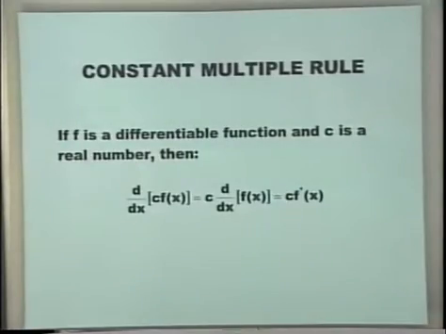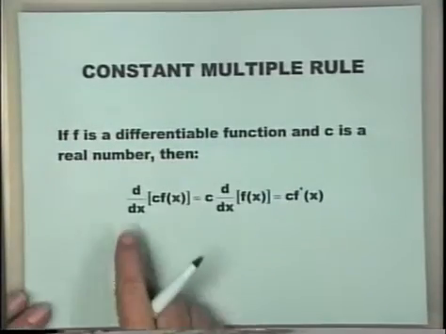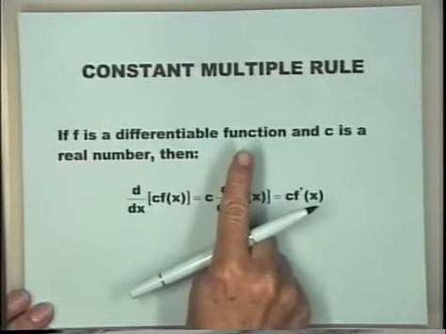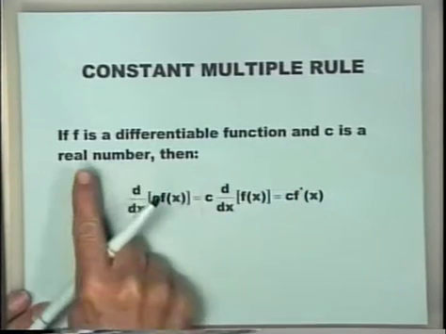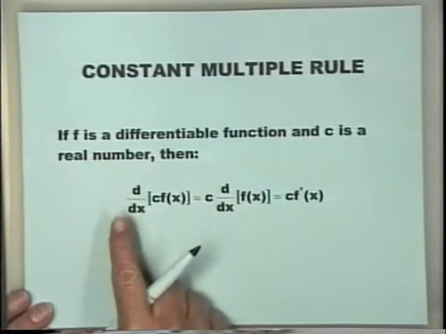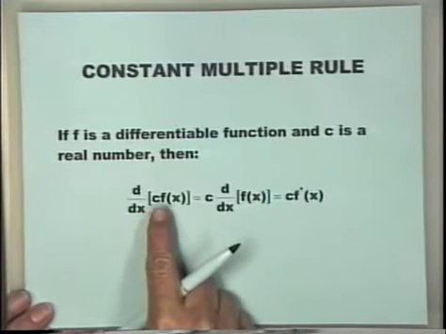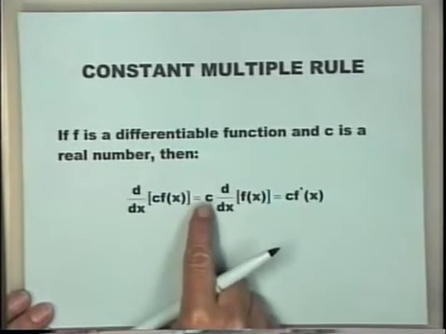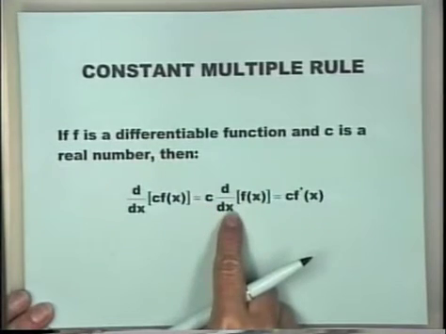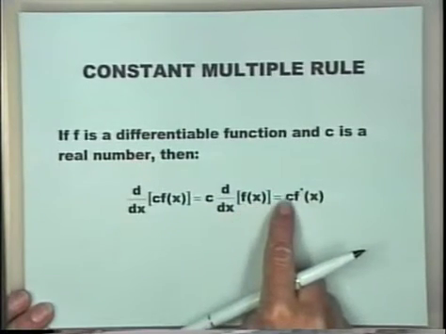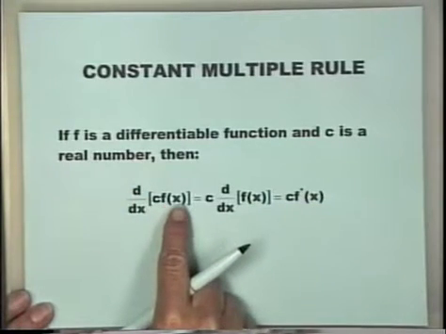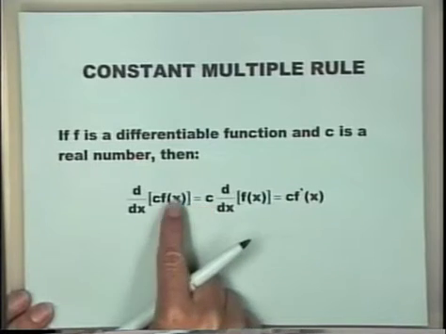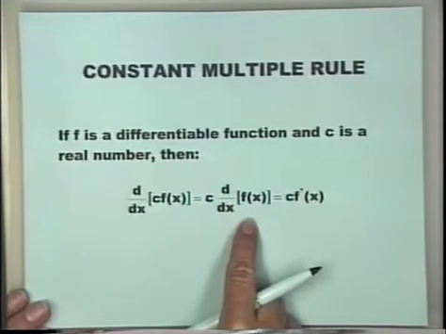Our next rule is called the constant multiple rule. If f is a differentiable function, that just means we can find its derivative, and c is a real number, then the derivative with respect to x of c times f of x is equal to c times the derivative of the function f of x. In other words, c times f prime of x. If you have a constant times a function, you bring your constant down and you take the derivative of the function. Let's see how that works.